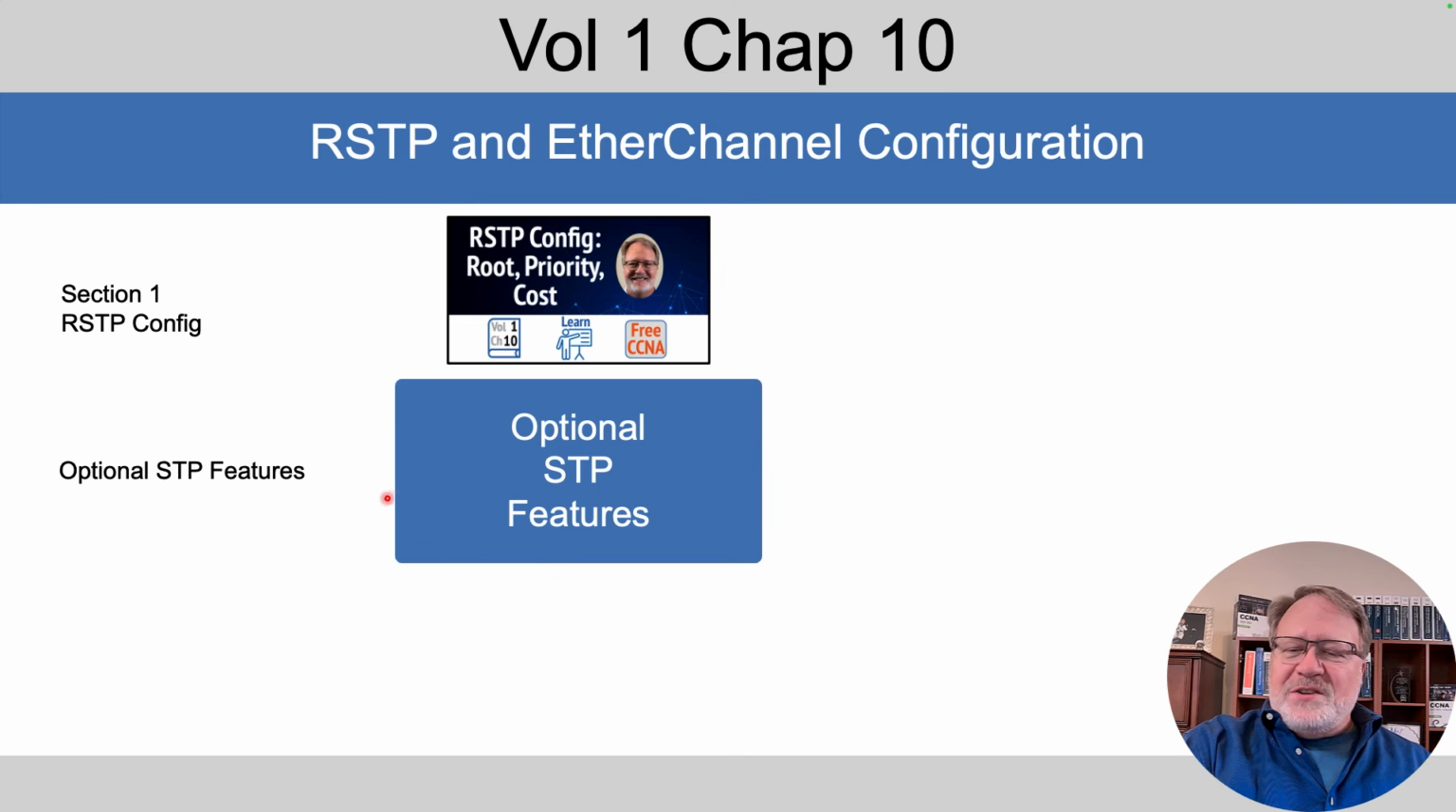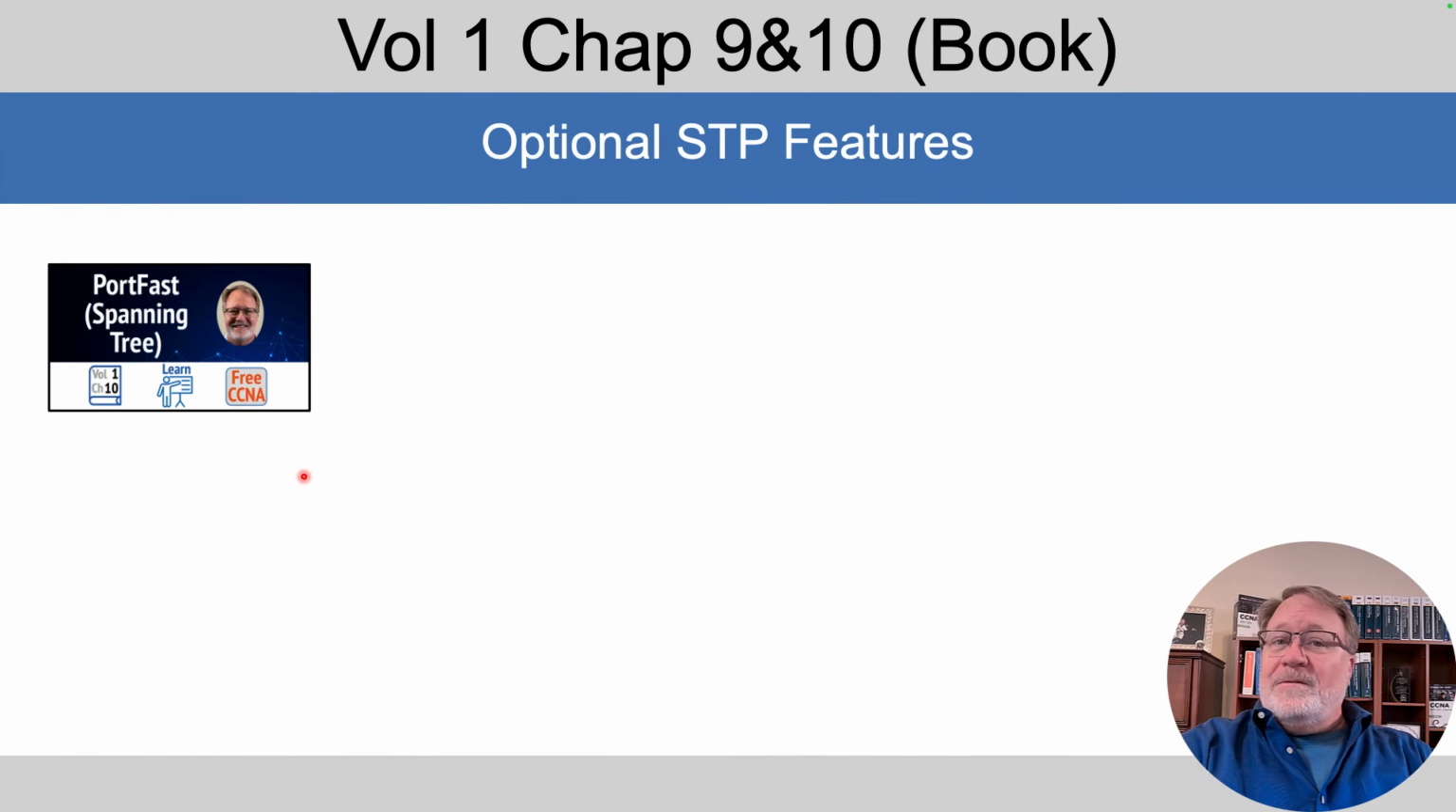And then there are a bunch of videos related to these optional spanning tree features that I just mentioned. So let's drill down on that next. So PortFast is an optional feature. It's hugely important in real life. You should definitely pay attention to that video. Now in the books, I've got the concepts in Chapter 9 and the config in Chapter 10. So for the video, I said, that's silly. I put them together in this one video.